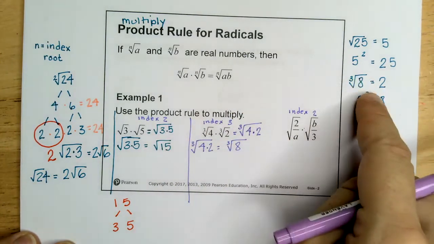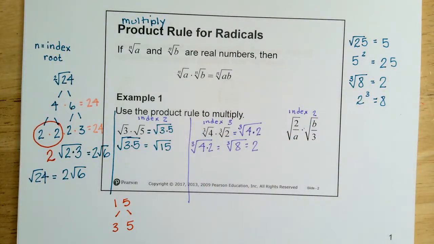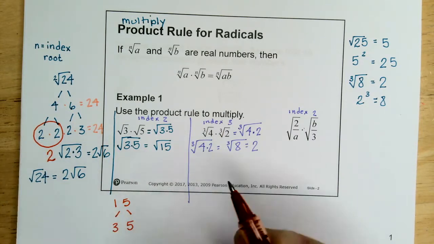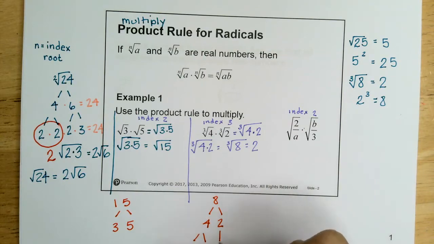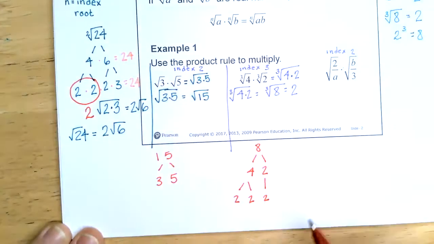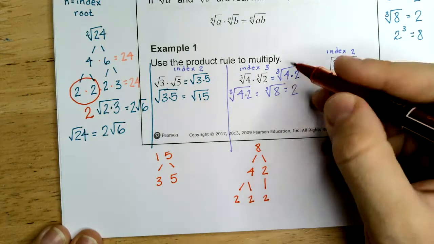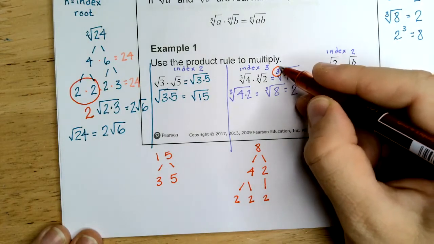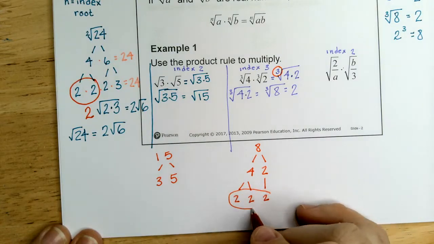And we know here that the cubed root of 8 is 2 because 2 to the third power is 8. Or, like I did 15 down here, I can do 8 down here. So 8 becomes 4 and 2. 4 becomes 2 and 2. 2 remains 2. So now I have 2 times 2 times 2. And because this is a 3, I need a group of 3. So those all 3 can come out.